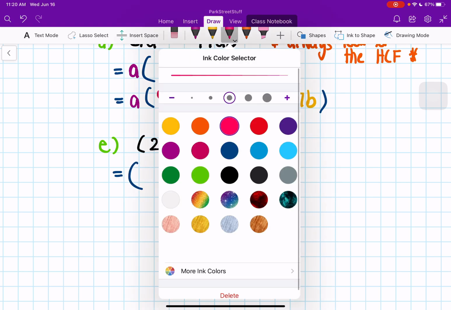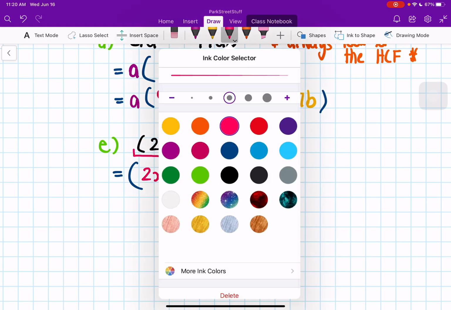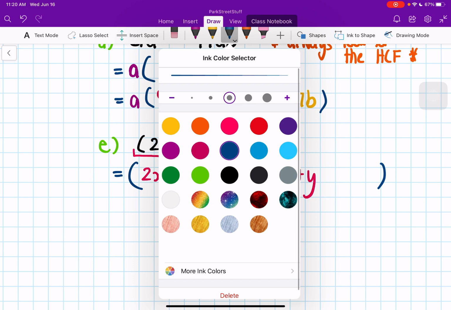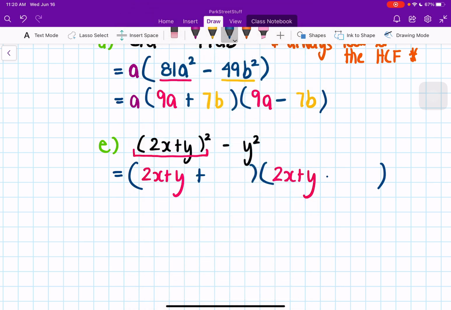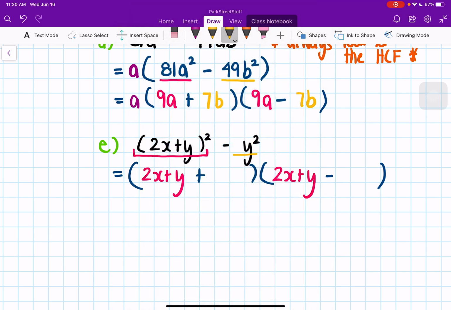And the first term is this. And so the square root of that is just the bracket by itself. So those are my 2 brackets, and I'm going to put that first term into both brackets. And we attach a plus and a minus. And now we take the second term, which is just y. We're not done here.